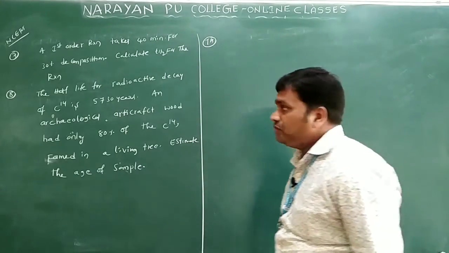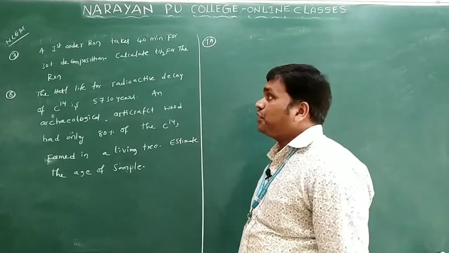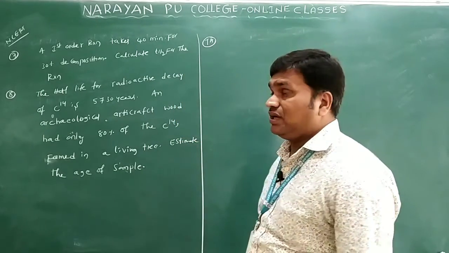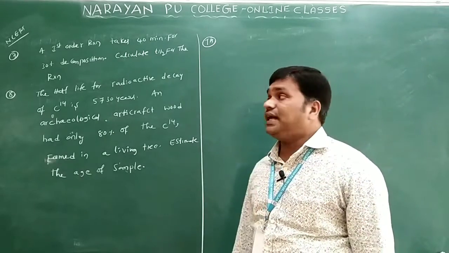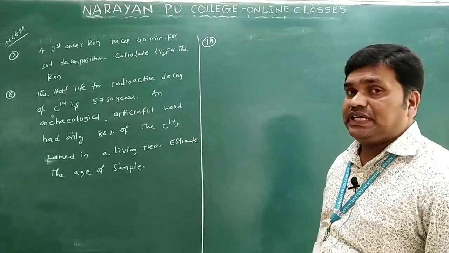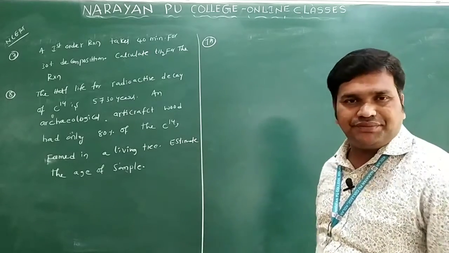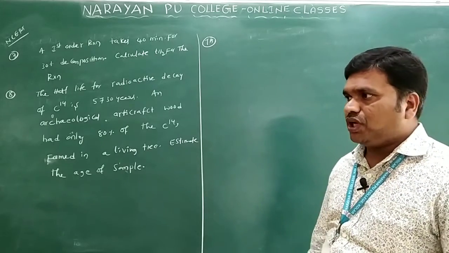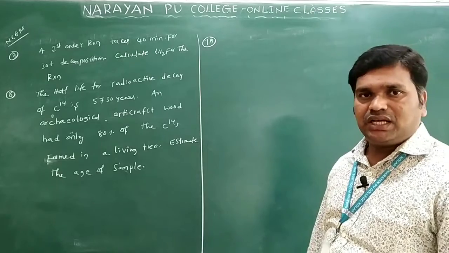See this question number 7. This is one of the NCERT questions. The first order reaction takes 40 minutes for the completion of 30% decomposition of the reaction. Calculate the t half for the reaction. It is the first order reaction which is completed in 40 minutes. How much decomposed? 30% decomposed. How much left? 30 decomposed out of 100, so 100 minus 30, 70% is left in the reaction.